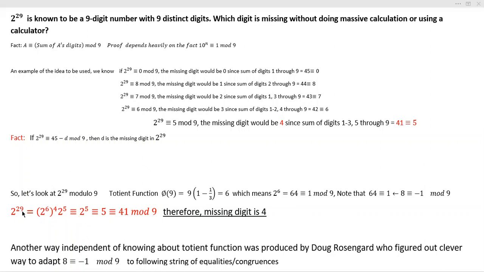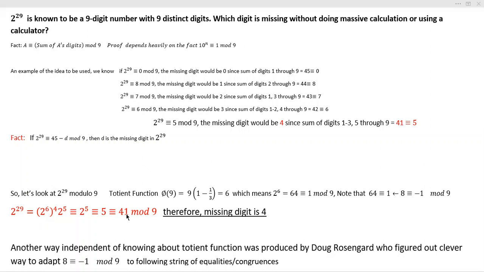And so we get 2 to the 29th, just like that, is congruent to 2 to the 5th, which is a manageable number. It's a tractable number to work with. 2 to the 5th turns out to be 32. 32 leaves a remainder of 5 when you divide by 9, all right?